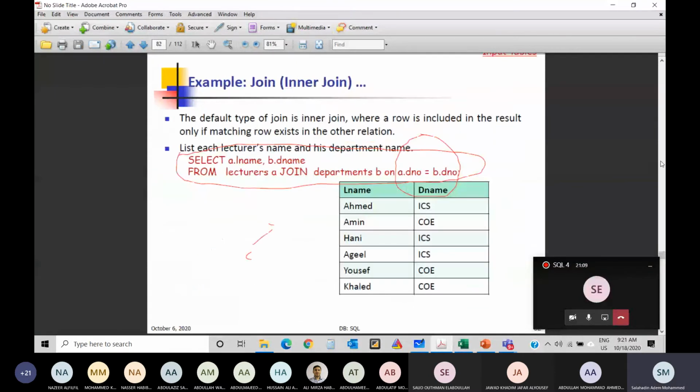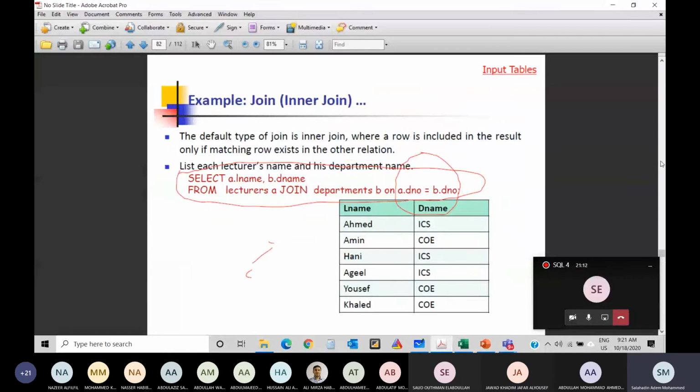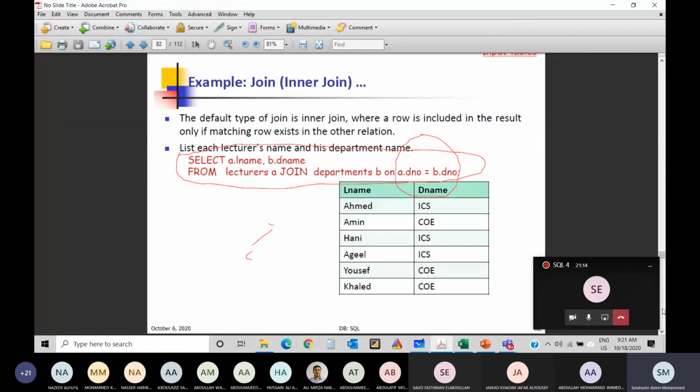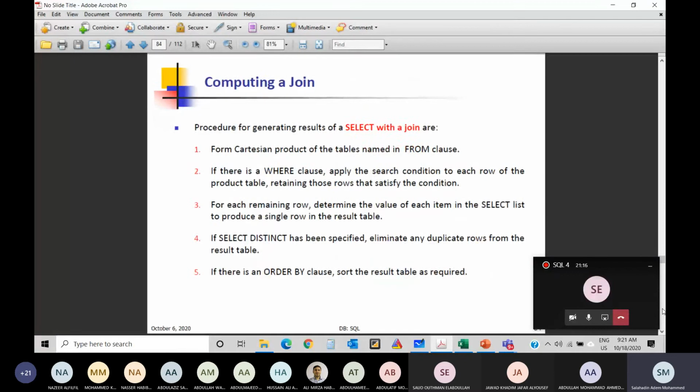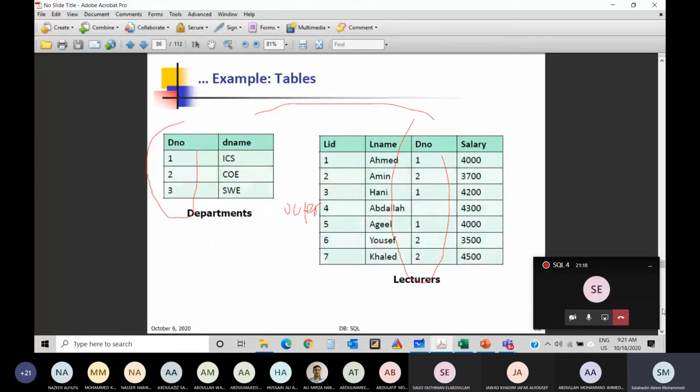Oh, I thought I had another example. What is natural join? What is natural join? We saw it a moment ago.